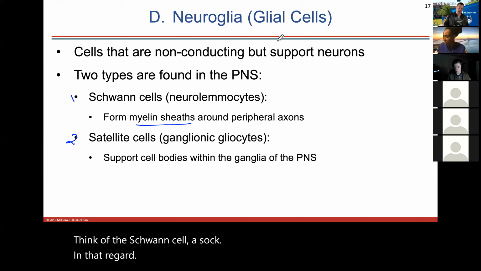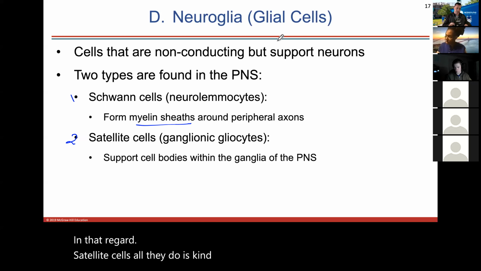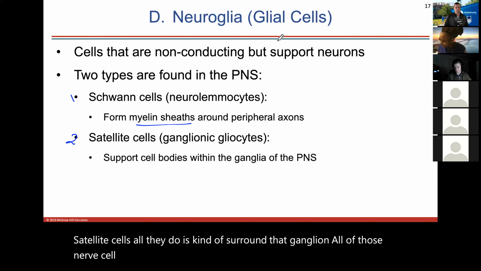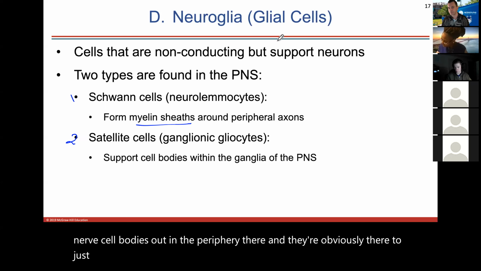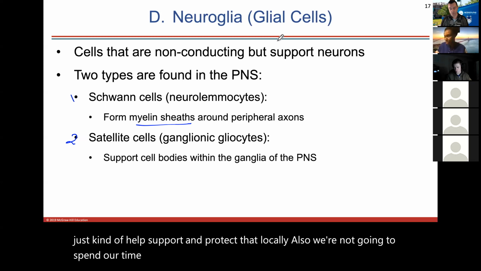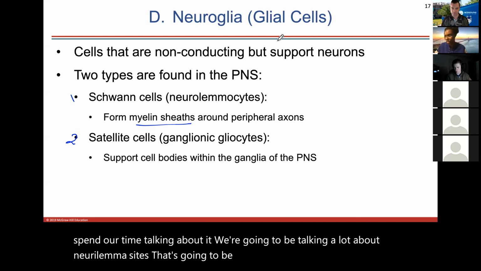Satellite cells, all they do is surround that ganglion, all of those nerve cell bodies out in the periphery, and they're obviously there to just help support and protect. We're not going to spend our time talking about it. We're going to be talking a lot about neurolemmacytes. That's going to be really important for you to remember what that guy does.